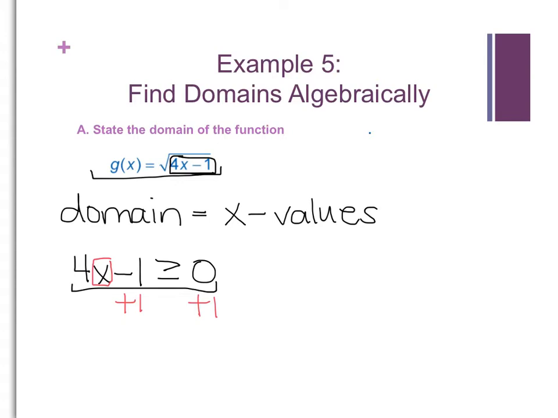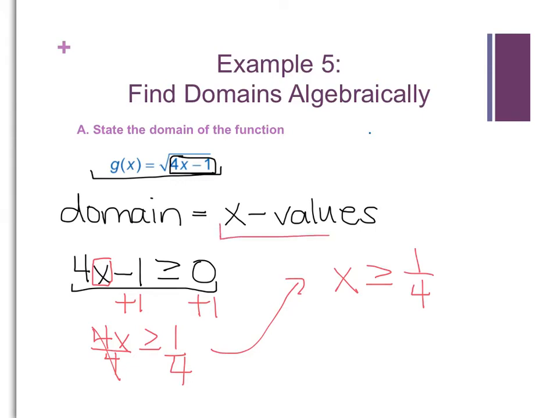So I'm going to add 1 to both sides. That tells me 4x is greater than or equal to 1. And then since I'm multiplying x by 4, I'm going to divide both sides by 4. And over here, x is greater than or equal to 1/4. Now, what this is telling me is that for our domain, we are only allowed to plug in x values in this function that are greater than or equal to 1/4.